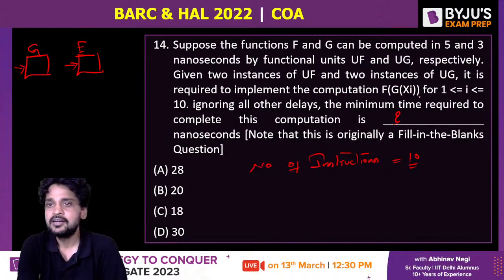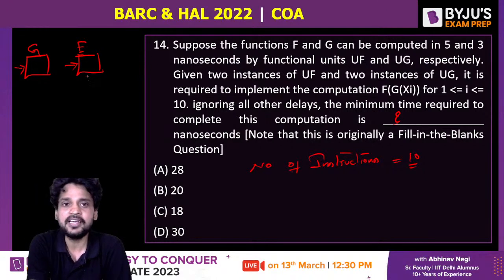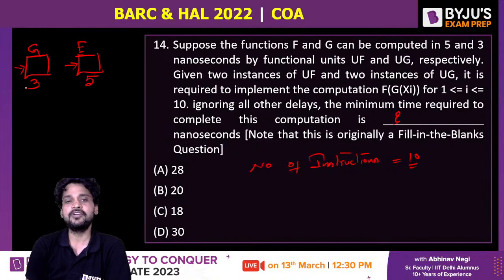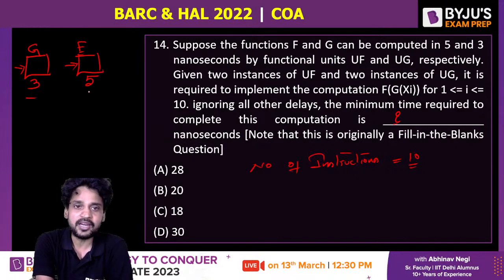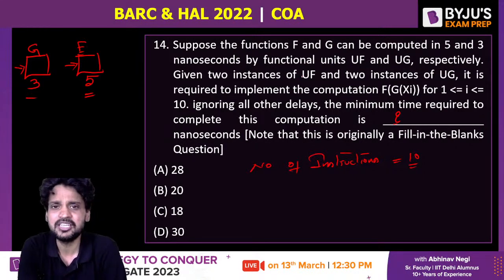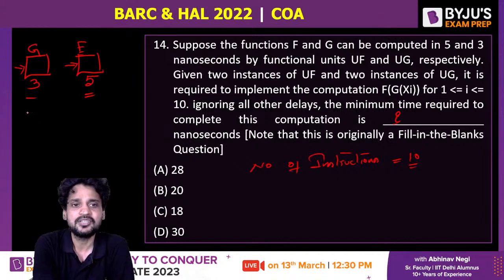G will take how many clock cycles? F will take 5 clock cycles and G will take 3 clock cycles. So in order to finish one instruction, I do require 8 clock cycles. Yes or no? Clock cycles are nanoseconds. Yes, nanoseconds. So the total number of instructions are equal to 10.